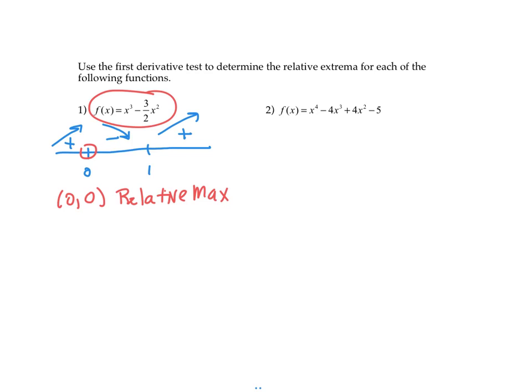Okay, we have another change occurring over here in the graph at positive 1. Notice that it's changing from decreasing to increasing. So at positive 1, comma, negative 1 half, because that's what you get for y after you plug 1 into that original equation, we would have a relative minimum.